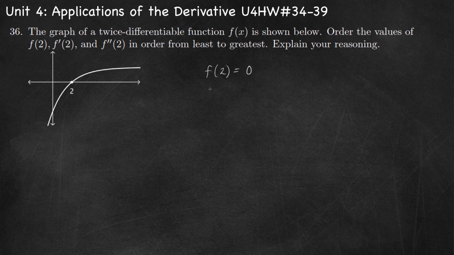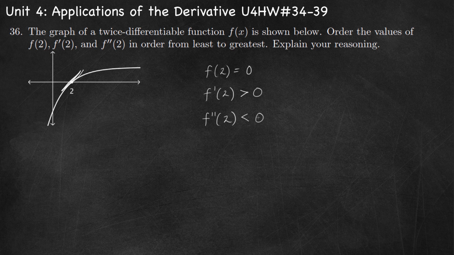F prime of 2 is the slope at 2. So f prime of 2, the slope of the graph at 2 is positive. So I don't know exactly what f prime of 2 is, but I do know that it's positive since f is increasing at that point. And then f double prime of 2, well, what's the concavity at 2? So at 2, the graph is concave down, and that tells me that the second derivative is negative. Again, I don't know the value, but I know it's negative.